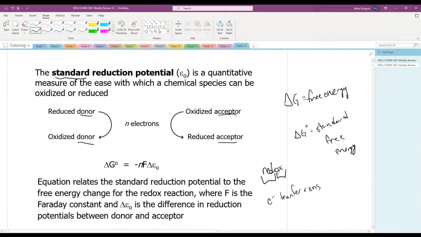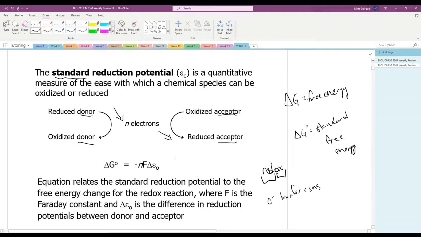But the donor that gets oxidized releases its electrons. And when it releases those electrons, they go to the acceptor, which then gets reduced. And so as a result, these reactions have to happen together. You have to have electrons in order to reduce something. You have to release electrons in order to oxidize something. But electrons aren't just going to float around in space forever. And so because of that, you have to oxidize one in order to reduce the other.